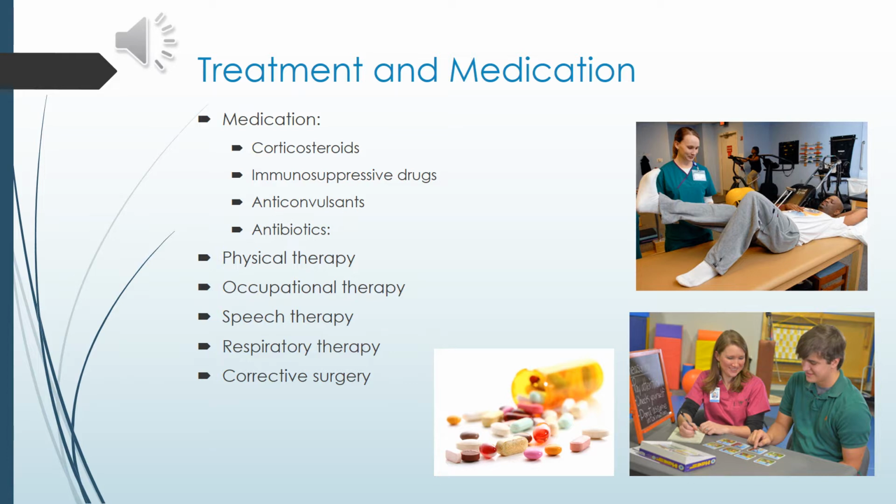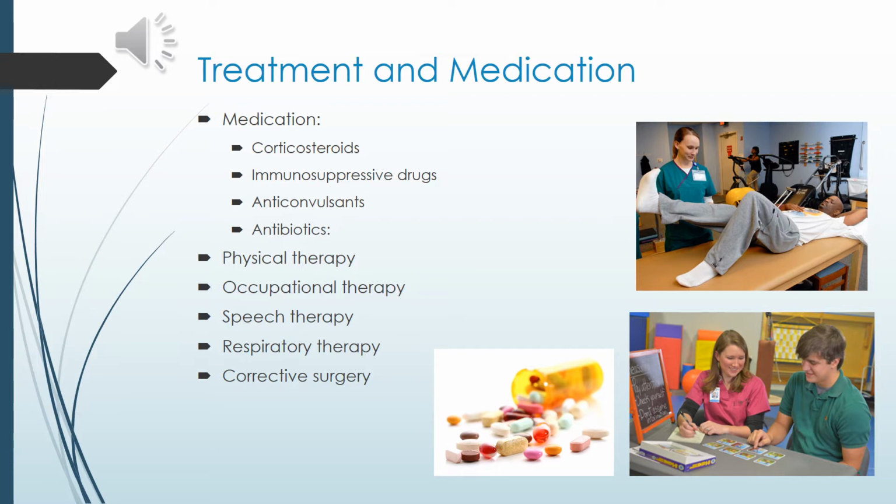Treatment and medication. Some medications that are given to individuals are corticosteroids, which help improve muscle strength and help delay muscle deterioration. Immunosuppressive drugs help delay some damage to dying muscle cells. Anticonvulsants help treat muscle spasms. Antibiotics help treat respiratory infections.